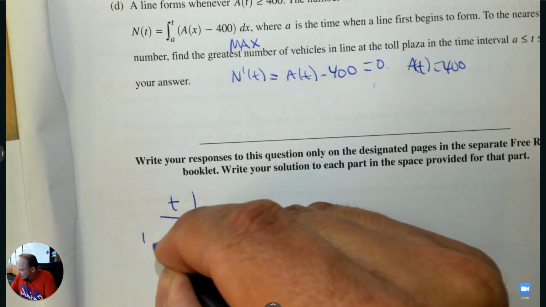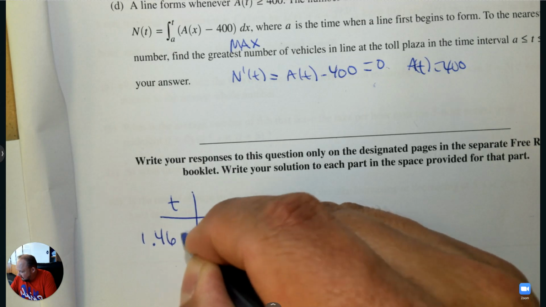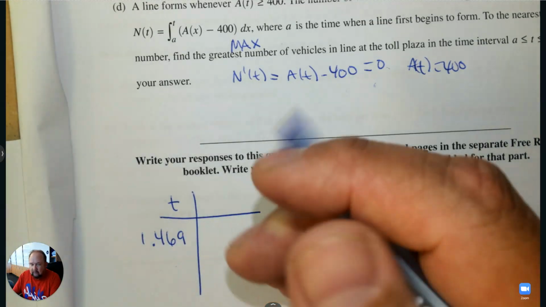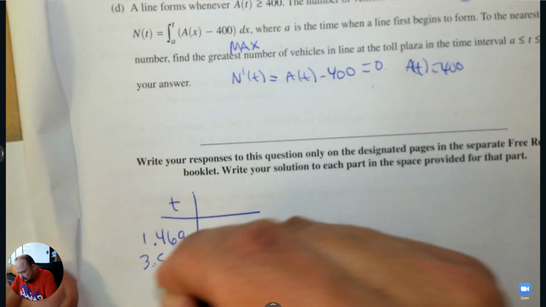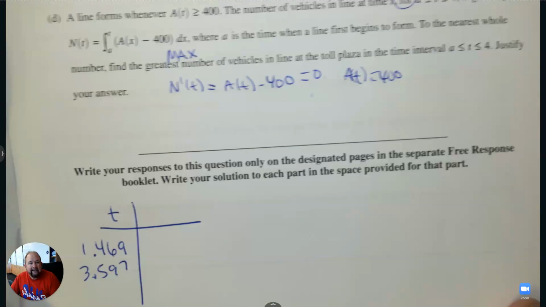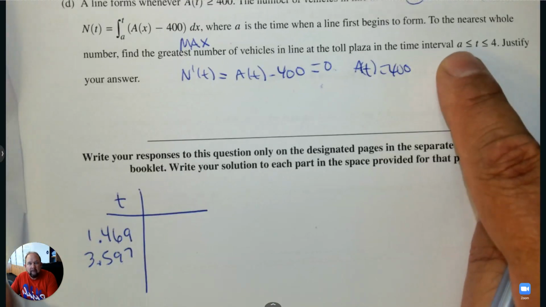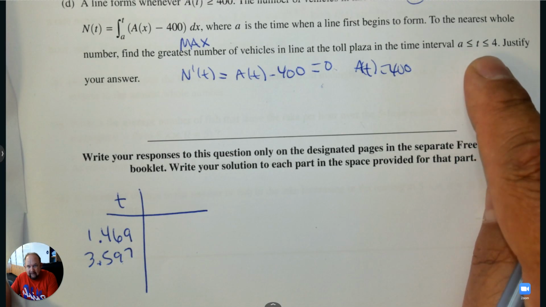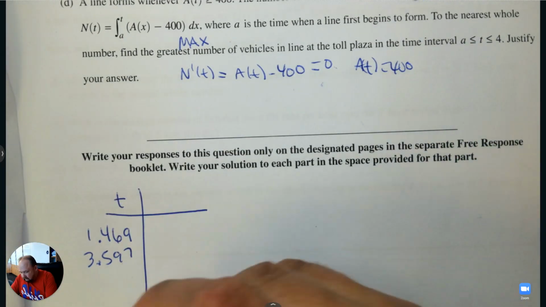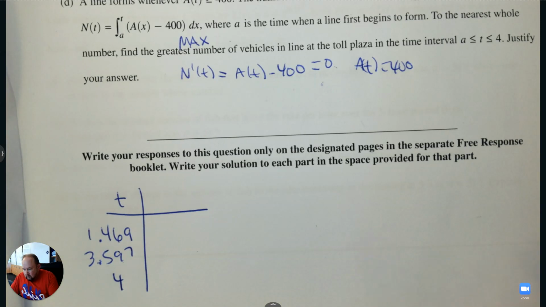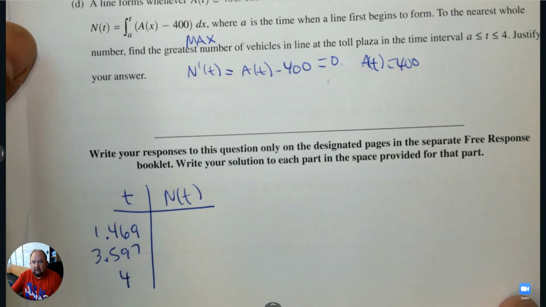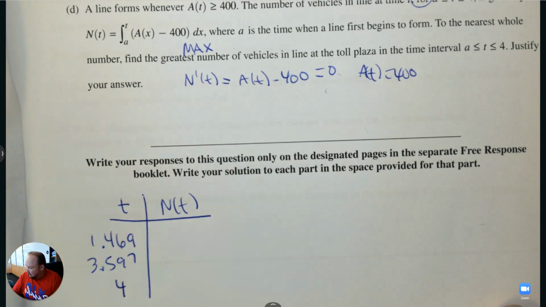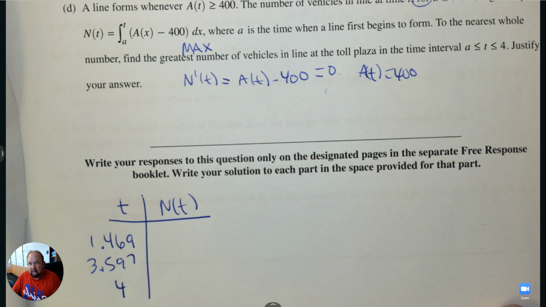So I'm going to do a table of values here. One is going to be 1.469, and the other one, what was the other answer? 3.597. And then the ends, so that's a possibility for A, and then also 4. And then I'm going to plug it into this equation here and see which one gives me the greatest answer.